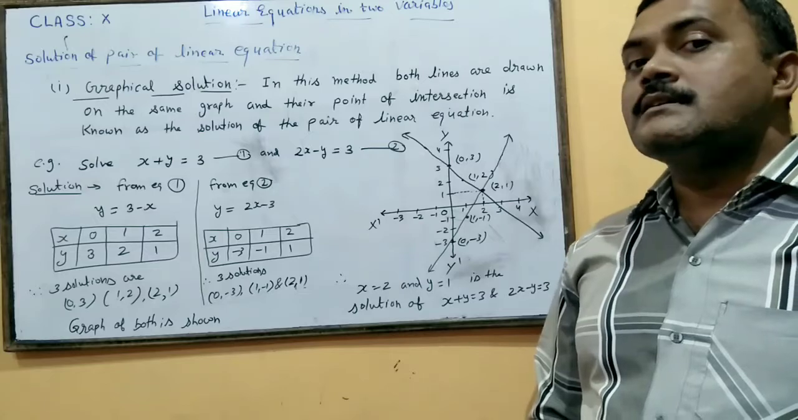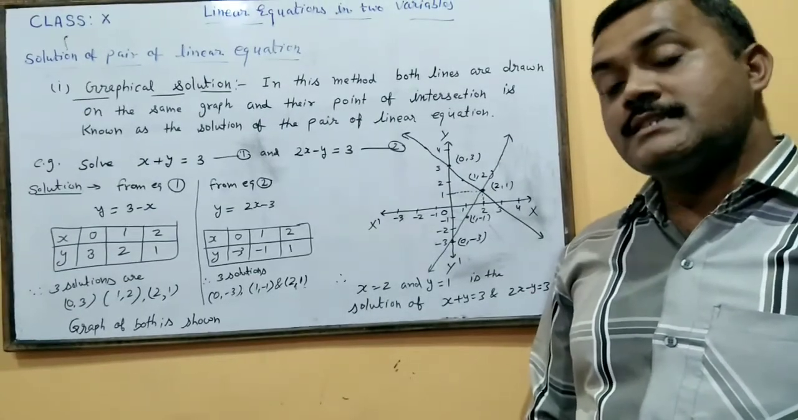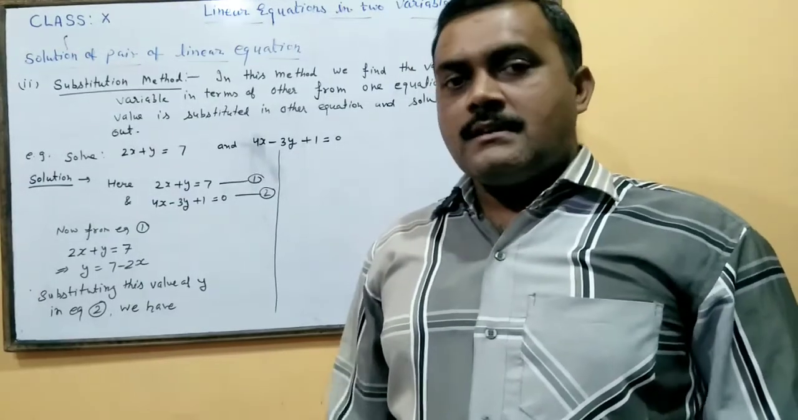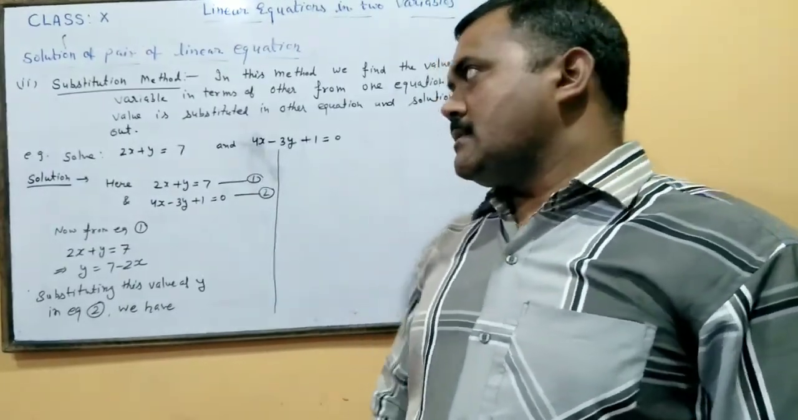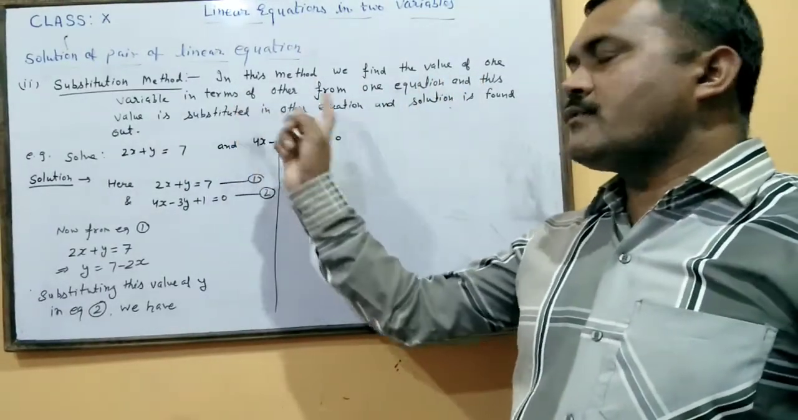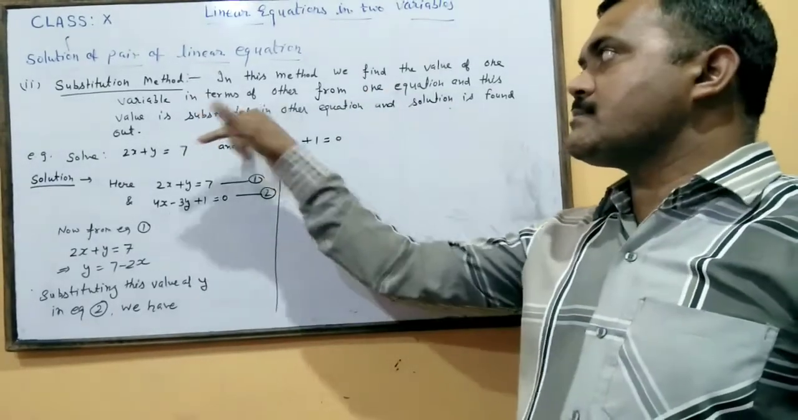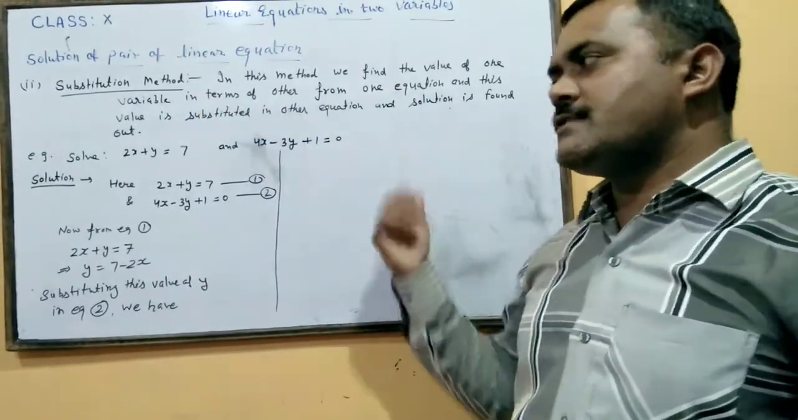Now let us move to the second method, which is called the substitution method. Let us see what it is. Now we have another method which is known as the substitution method. In this method we find the value of one variable in terms of the other from one equation, and this value is substituted in the other equation and the solution is found out.